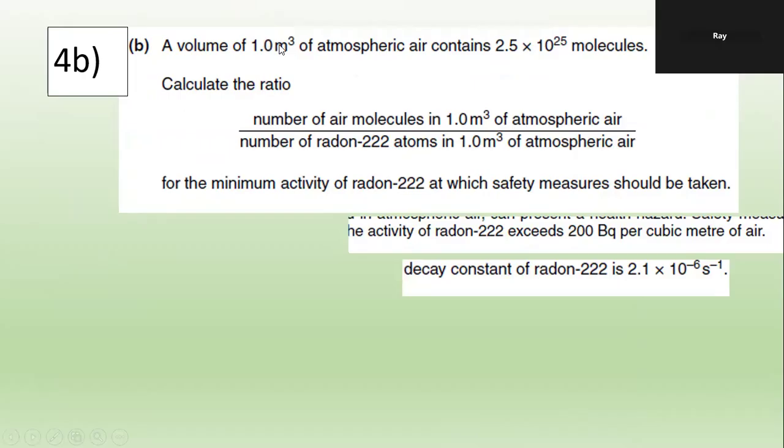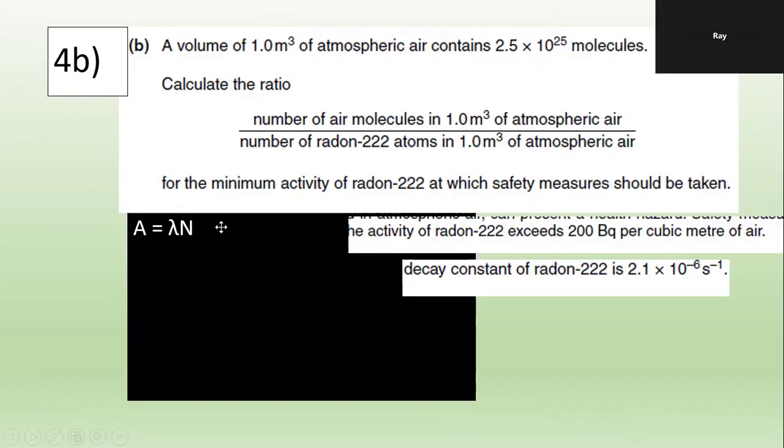A volume of 1.0 cm3 of air contains that amount of molecules. Calculate the ratio of number of radon nuclei in 1.0 cm3 of air to number of air molecules in 1 cm3 of air. So refer to what is given. These are all that's given from the previous question. For the minimum activity of radon at which safety measures should be taken, activity is lambda times N. There's a lambda. 200 equals lambda times N. We want to find the number. It's 9.5 times 10 to the power 7.